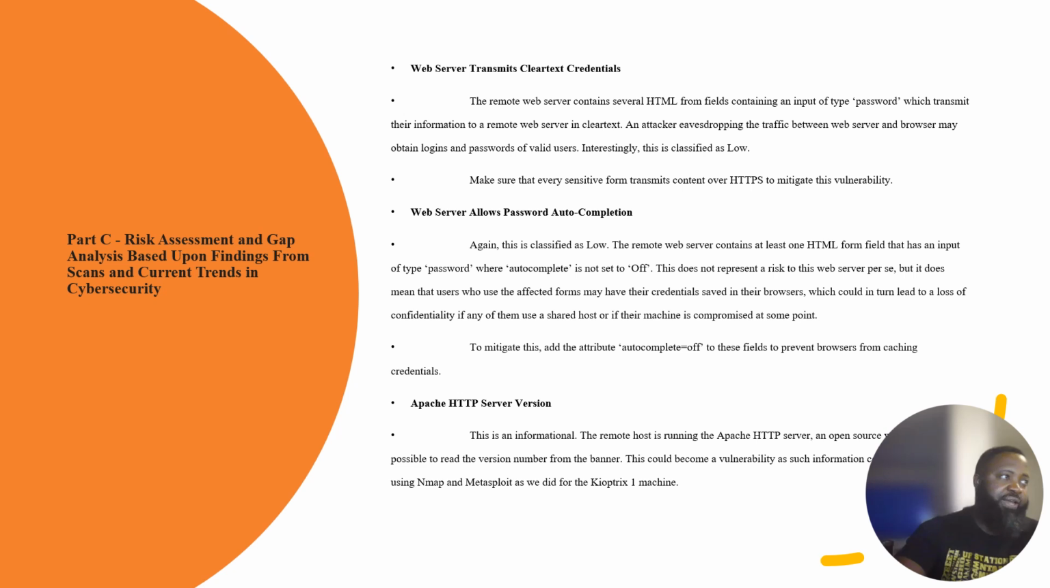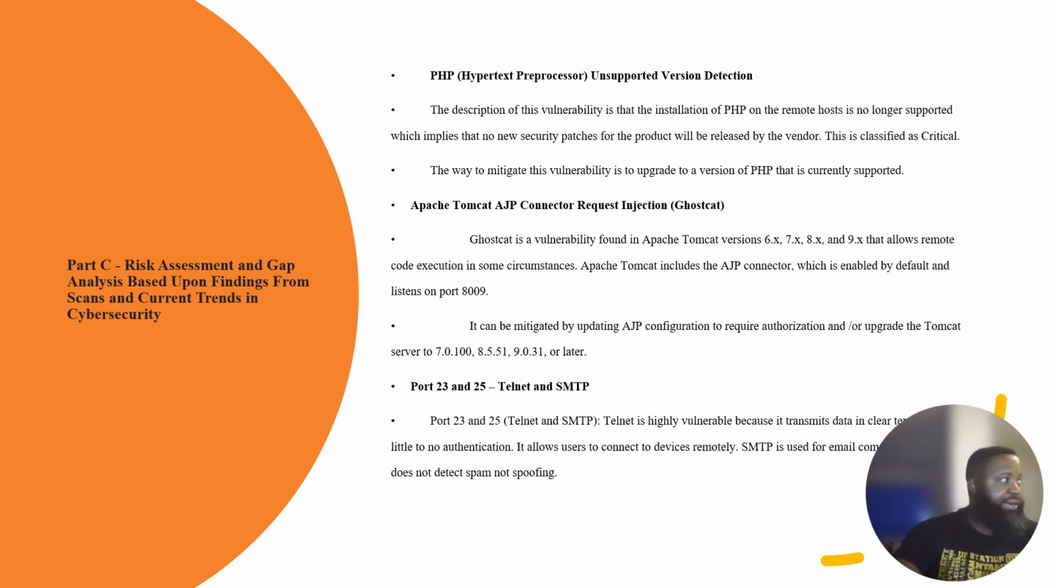Another vulnerability is the Apache HTTP server version. This is informational anyway. The remote host is running the Apache HTTP server, an open source web server. It was possible to read the version number from the banner. This could become a vulnerability as such information could be exploited using Nmap and Metasploit, as we did for the Kioptrix 1 machine. And then we have the PHP unsupported version detection. We have the Apache Tomcat AJP connector request injection.